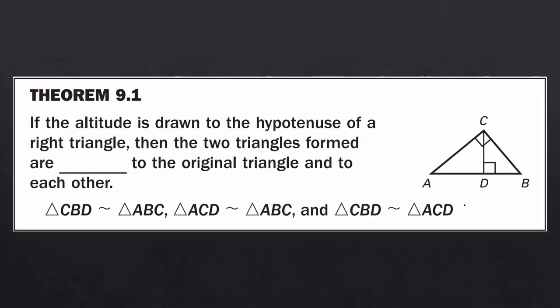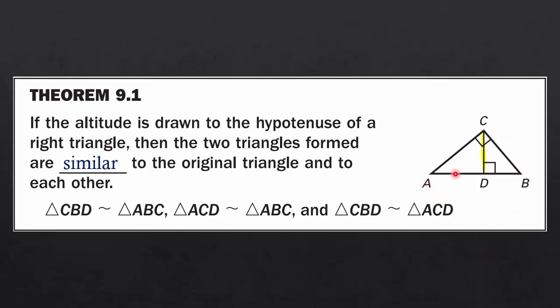Theorem 9.1. If the altitude is drawn to the hypotenuse of a right triangle, then the two triangles formed are similar to the original triangle and to each other. As a quick refresher, altitude is the perpendicular distance created from the base of a triangle to the opposite vertex. So remember, the altitude is the same thing as the height, and it creates a 90-degree angle from the base to the opposite vertex. In this triangle, we can see three different triangles.